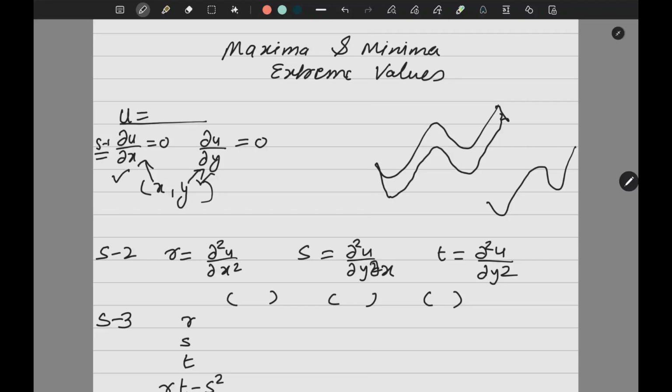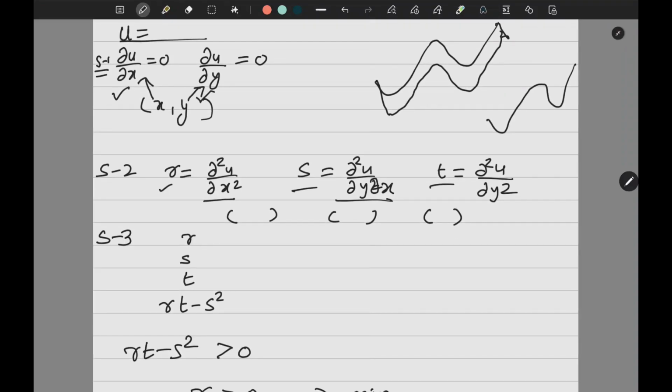Second step, I will find out the second derivatives: ∂²u/∂x², which we usually name as r, ∂²u/∂y∂x, which is s, and ∂²u/∂y², which is t. Now I will make a table. I will write down all the extreme points which I have got in step 1 and find out the values of r, s, t at those points. Once I have all those values, I will find out rt minus s squared.